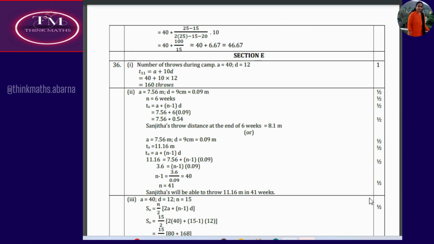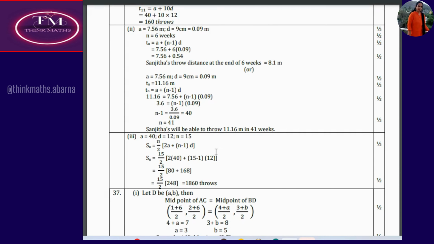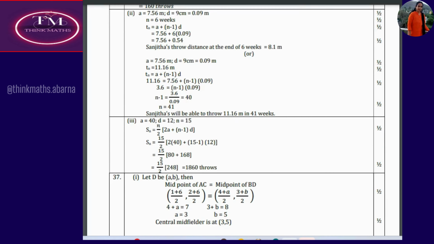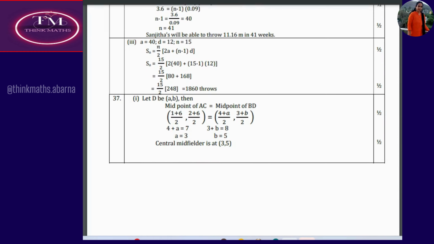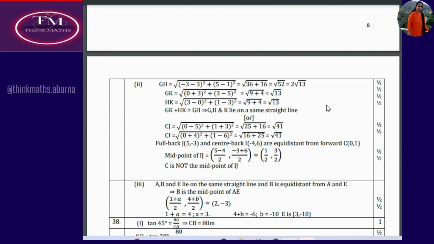Okay, children? So in the same way, for the third question, third part, you will be getting 1 mark. So its marking scheme is as follows. Next for 37th question. So first part is the 1 mark. If you write the relation, you will be getting half mark. Solve it and find out the value of A and B and you will be getting half marks. So the second part is 2 mark question. So its marking scheme is as follows.